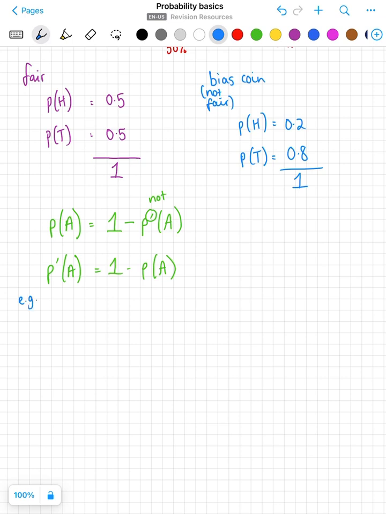For example, what's the probability that it does not rain today if the probability of it raining is 0.1? So that's to say 1 minus 0.1 is 0.9.